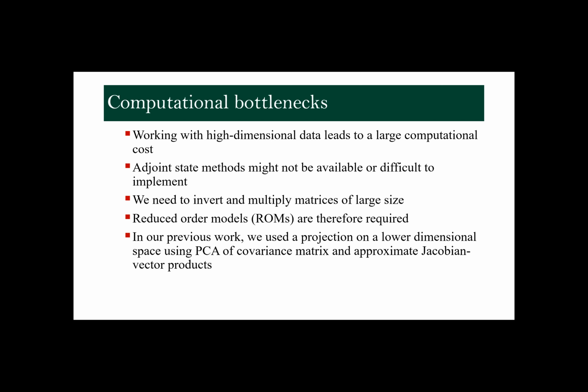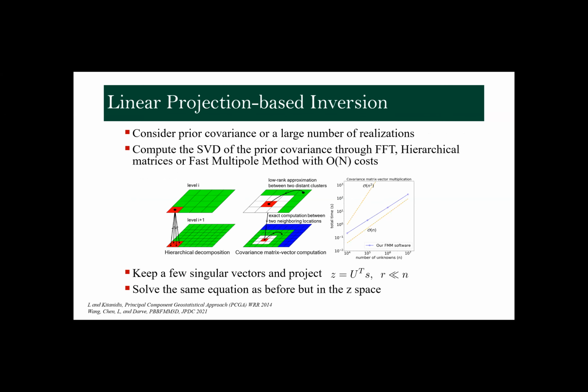So what people usually do is to reduce the model from the full model. Sometimes we can also do a projection onto the lower dimensional space of the covariance matrix. So you're looking at the prior information, reducing the space of the prior, and then regularizing the solution onto this prior so that you can get an accelerated solution by approximating the Jacobian vector product. So here's the linear projection-based inversion method.